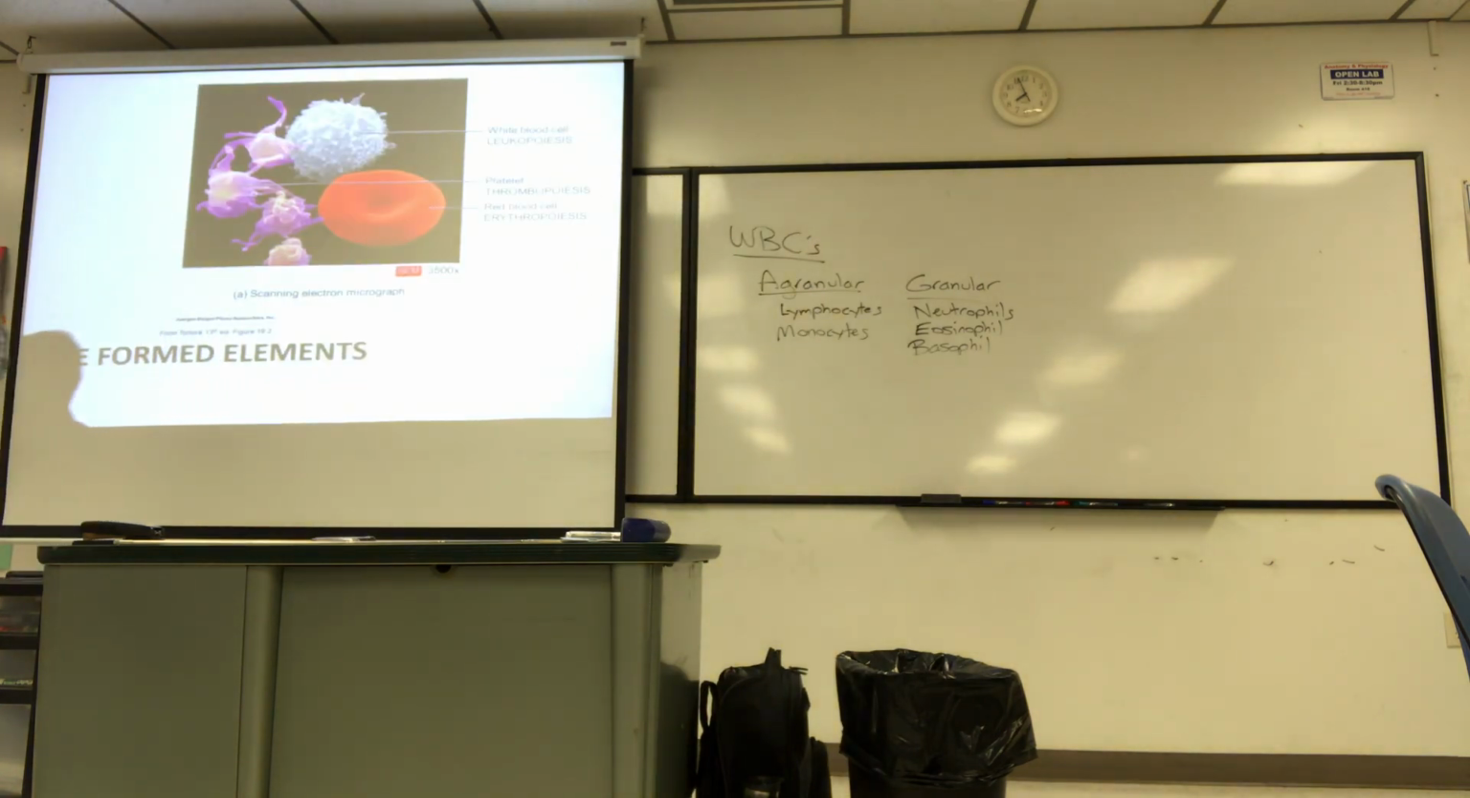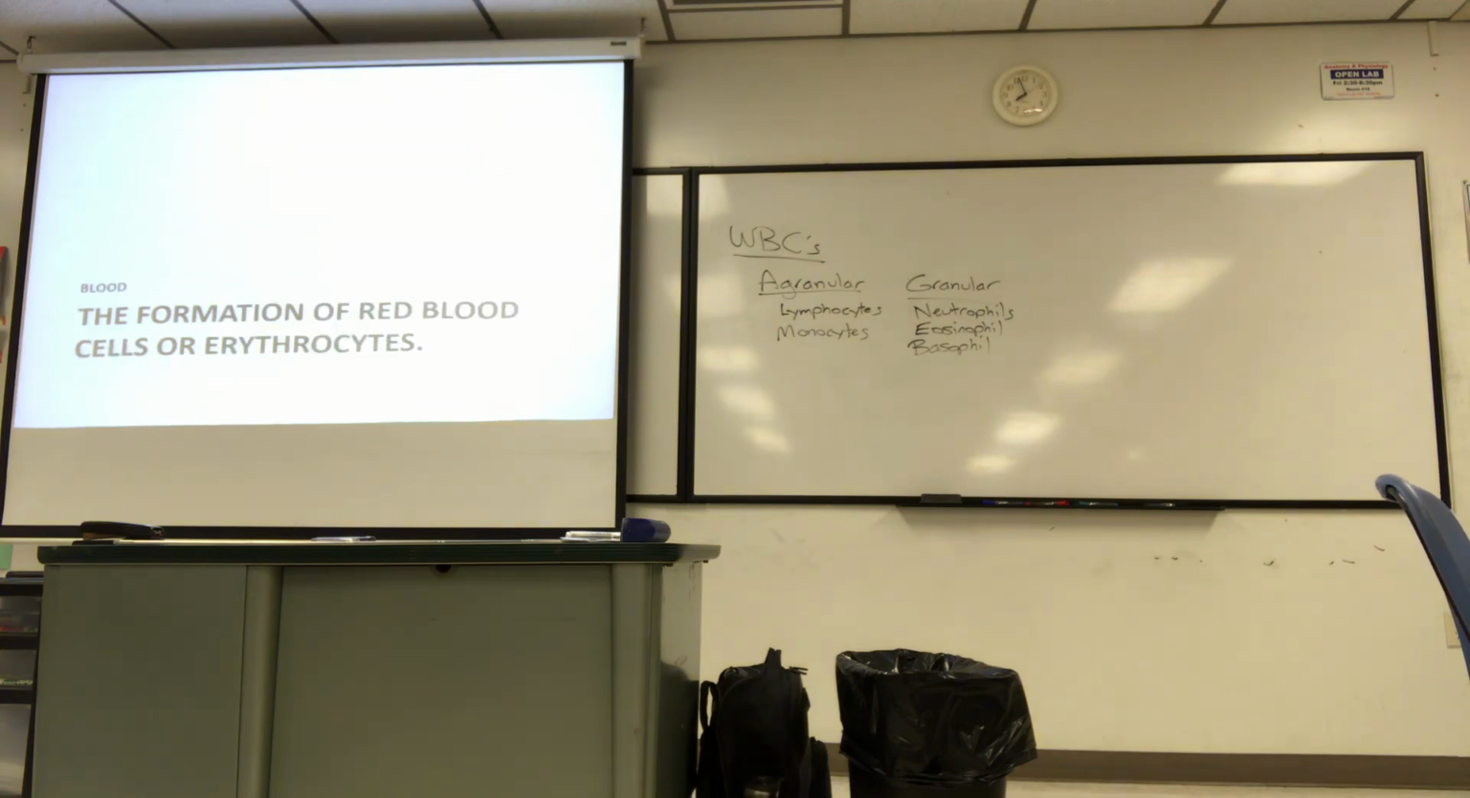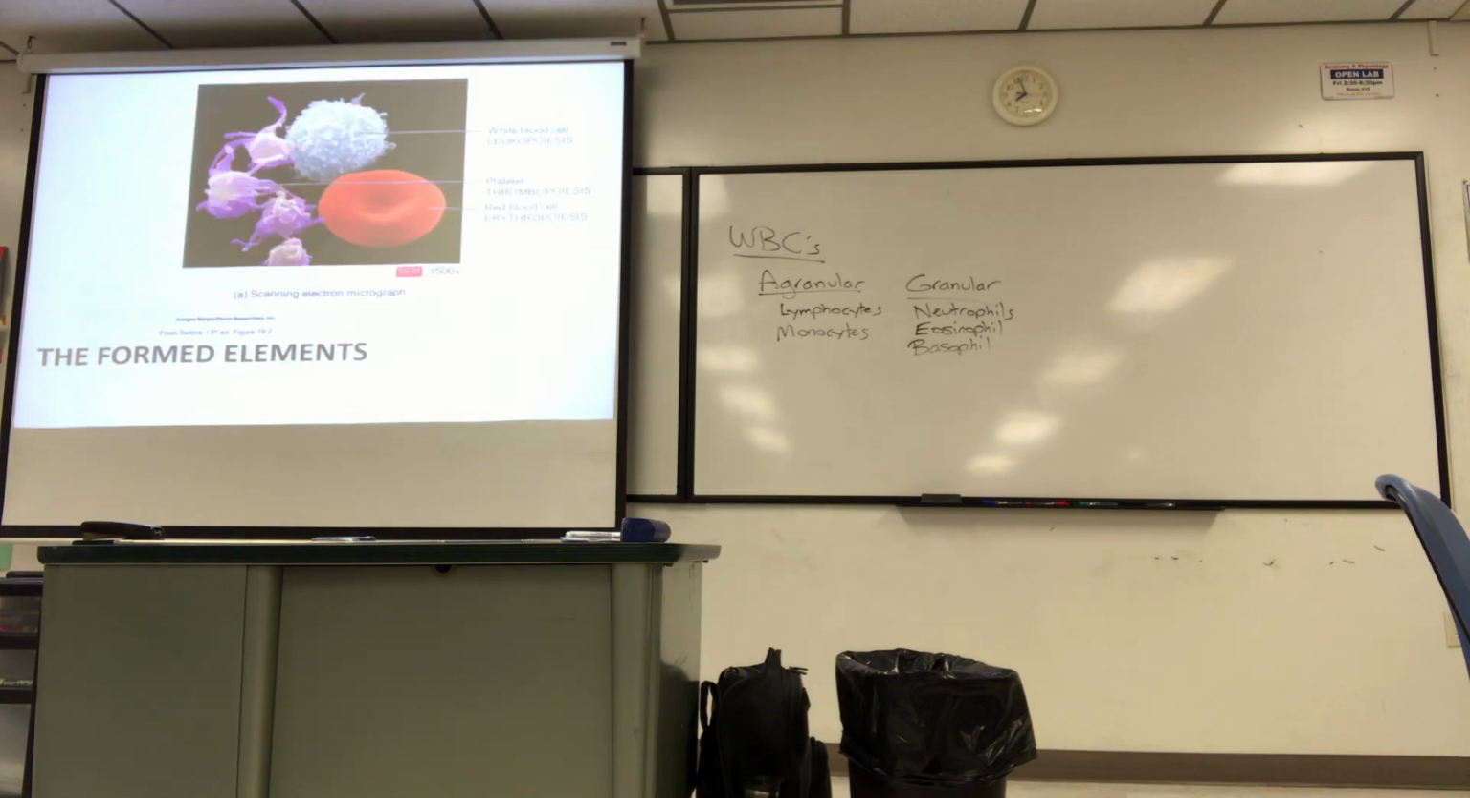Here's a picture of the formed elements: white blood cell, red blood cell, platelet. It's a real photograph. That's how they look, at 3,500x. For us, I just want you to go up to maybe 400x if we ever look at them under the microscope. But I first want to talk about how they're formed, so it makes sense why we call them the formed elements. And we can talk about how they're all formed: red blood cells, white blood cells, platelets.